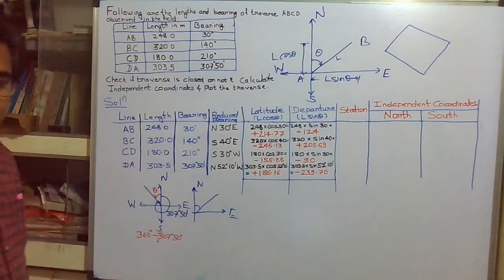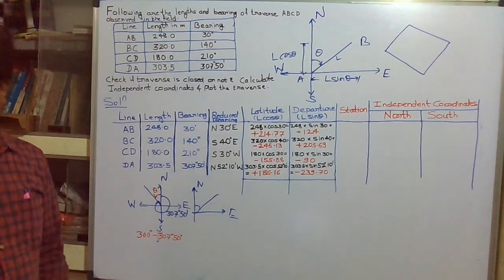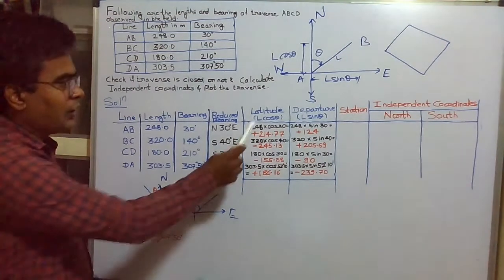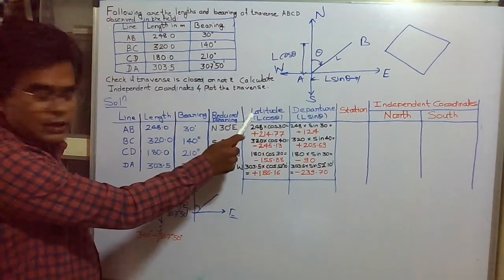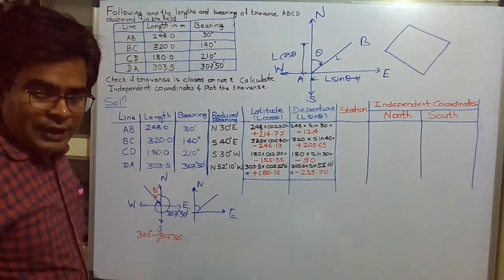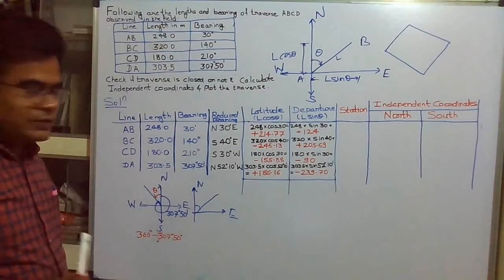Now what is the next step? We will compute the latitude and departure of the lines. Here the latitude is L cos theta, and the departure is L sin theta. You try by using your calculators.